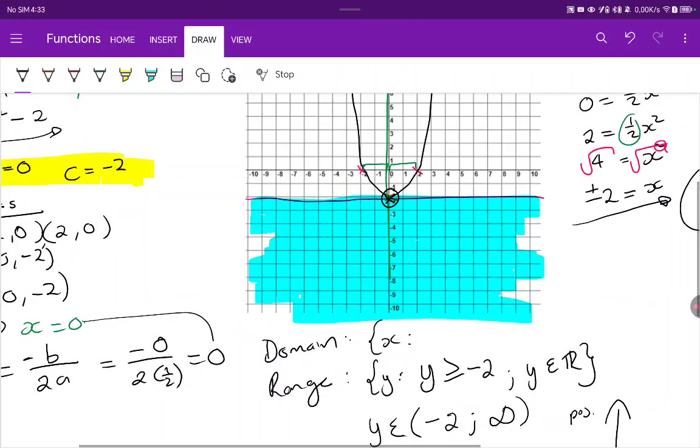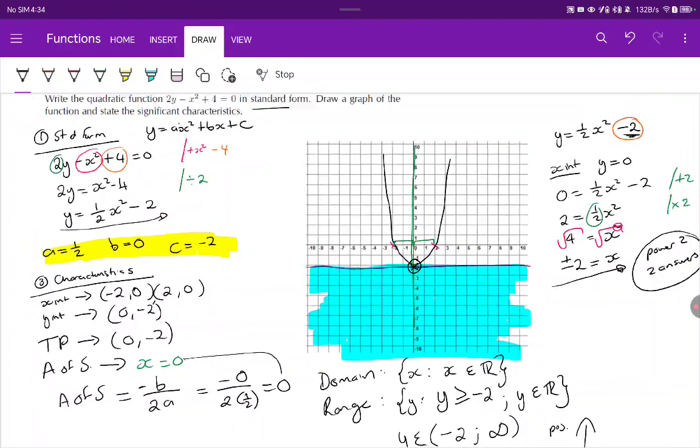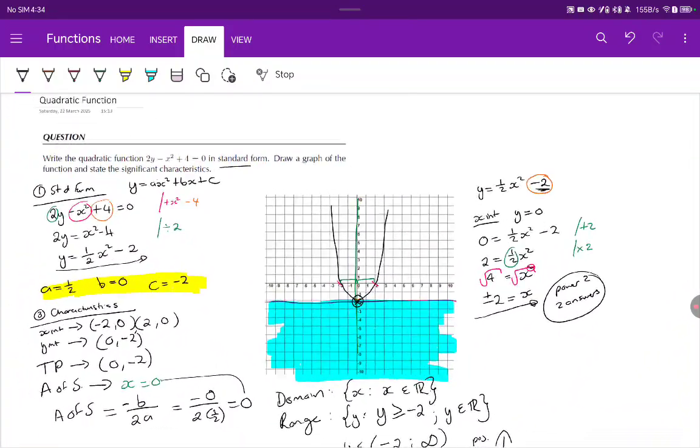Your x values will be all inclusive. There's no boundary there. There's no restriction. So this says that x is an element of all real numbers. They all are included over there. Okay, so those are all of your characteristics. Okay, so that is your quadratic function.